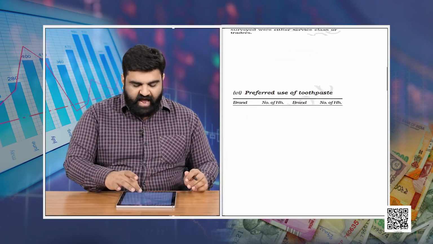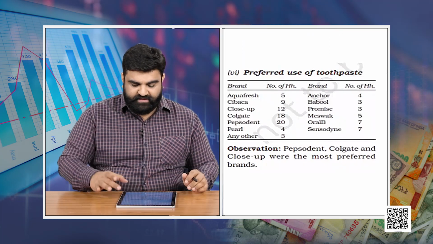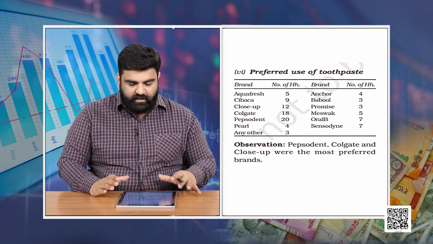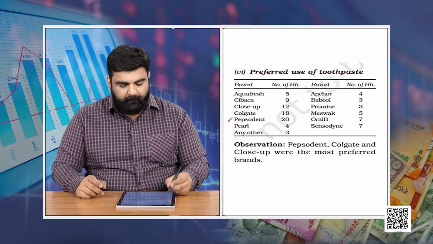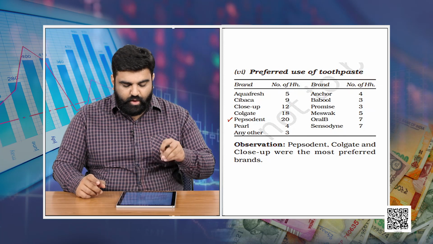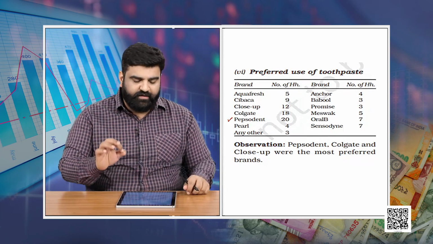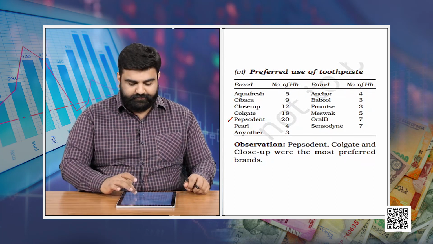Now, we have the preferred use of toothpaste. So, the preferred use of toothpaste was found the most with brand P. There were around 20 households which were preferring brand P.